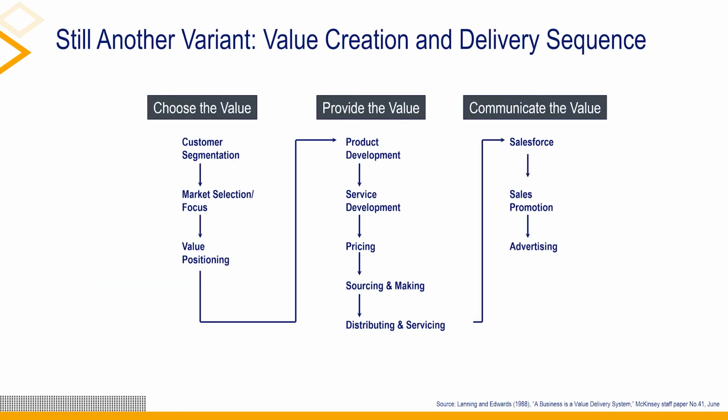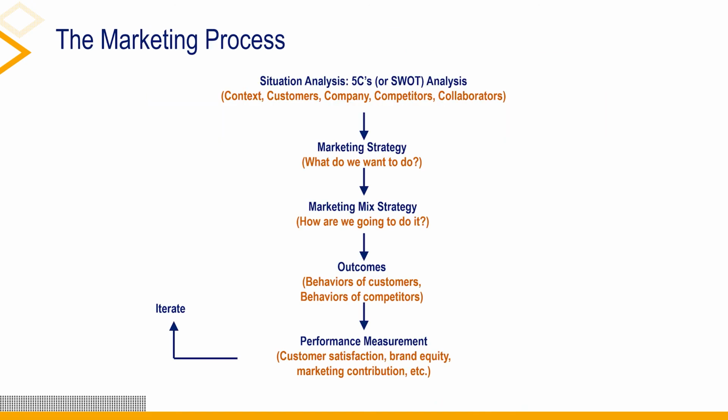Here is still another variant of the framework. This one is from the predecessor to the McKinsey Quarterly. It cleverly arranges the framework's components into a 3-step value creation and delivery sequence. Choose the value, provide the value, and communicate the value. Here is one final variant. This one casts the framework as a process. Execution through the marketing mix leads to outcomes, behaviors of customers, behaviors of competitors. The outcomes drive marketing performance, which can be measured.